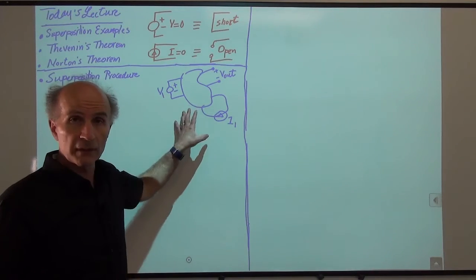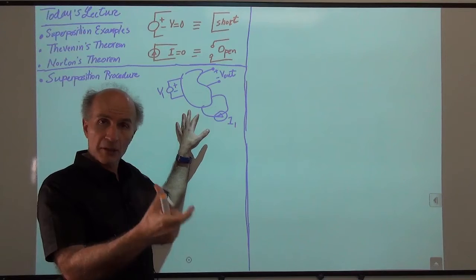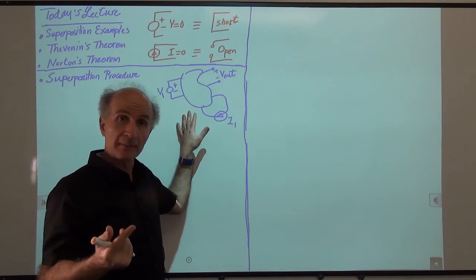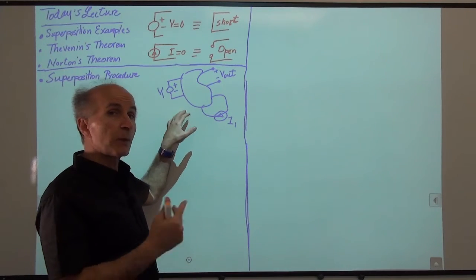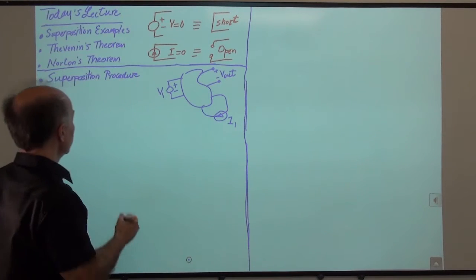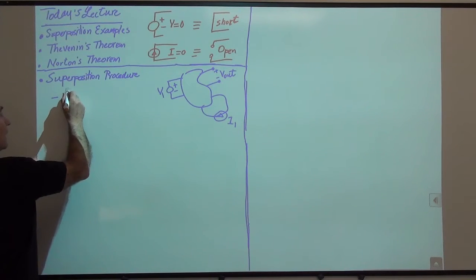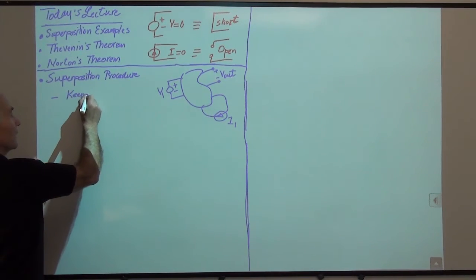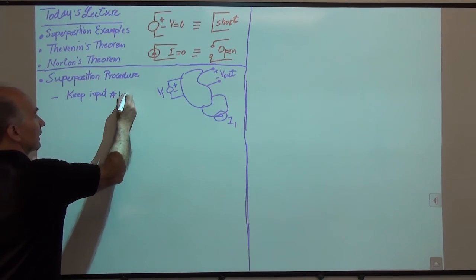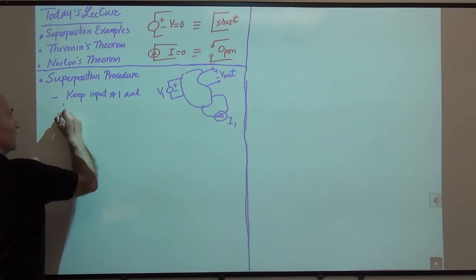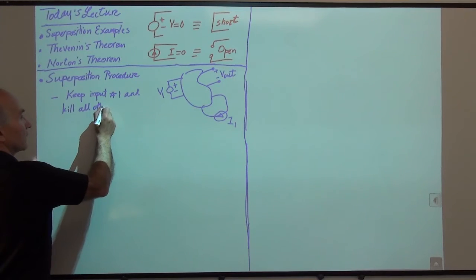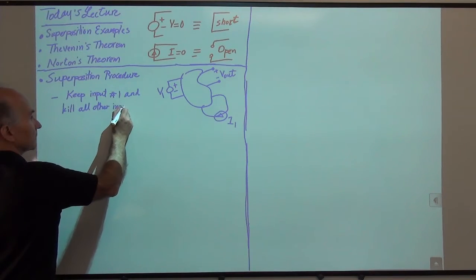Now, we could solve this using node analysis or mesh analysis or any other principles we have known before, as long as we know KVL and KCL. But knowing superposition helps us because we have two inputs. Okay, so in the first step, we say keep input number 1 and kill all other inputs.